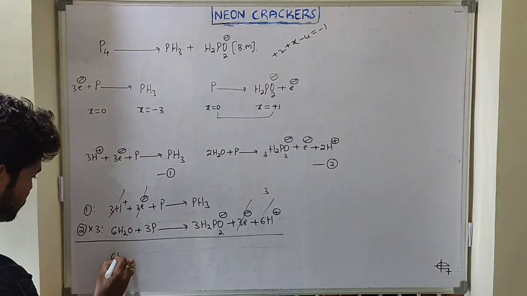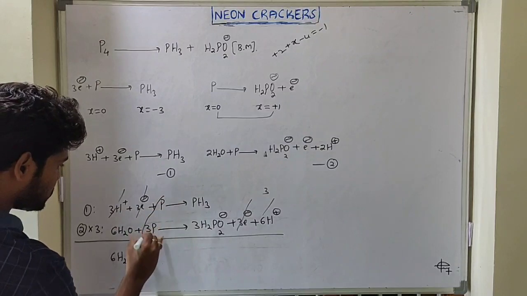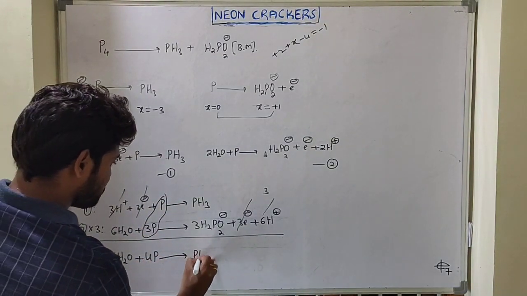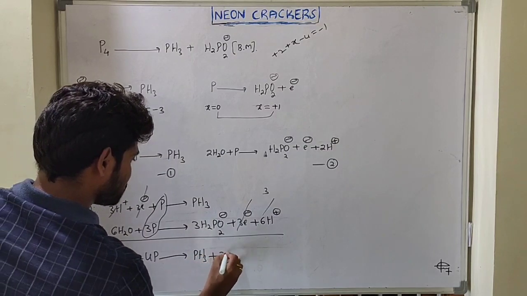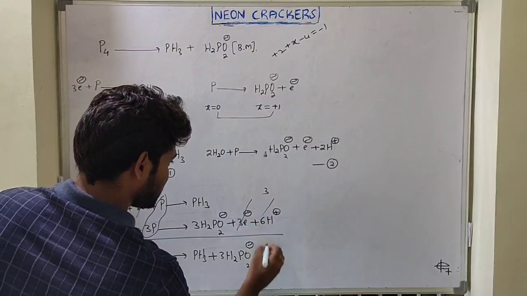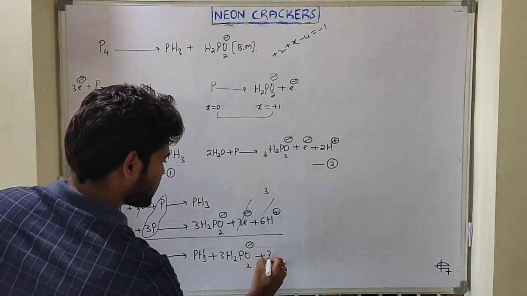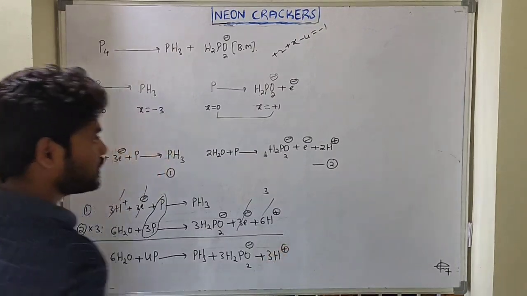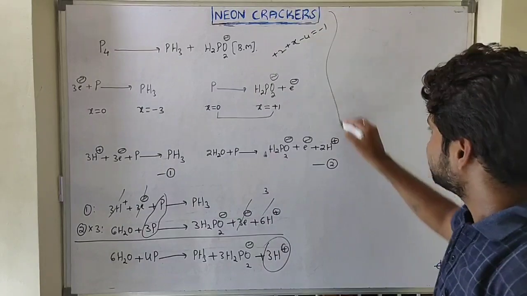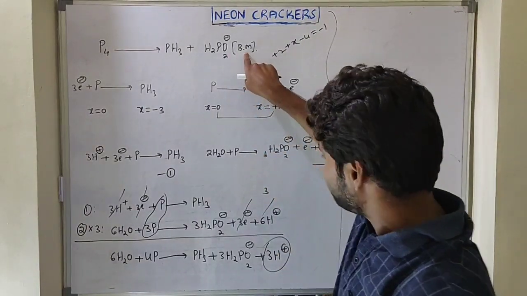So overall it is 6 water molecules plus, and this is very important, what is the total? 4P, and next 1 phosphine plus 3 moles of H2PO2-, and here 3 hydrogens are to be cancelled, and the rest of the 3 H+ ions are there. Right, and what is the medium of this one? The medium is acidic. But the question is about basic medium.